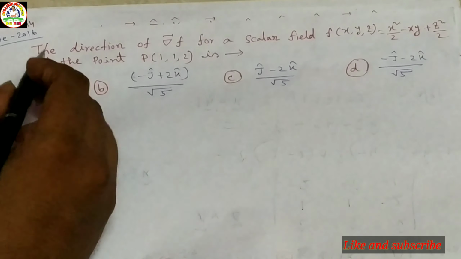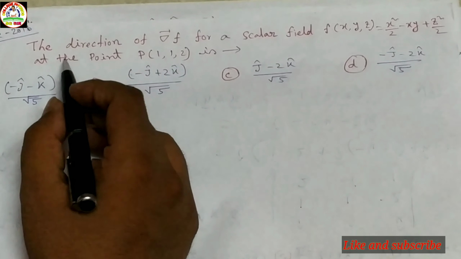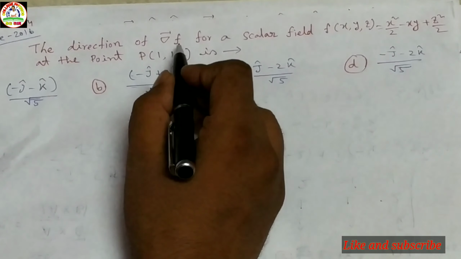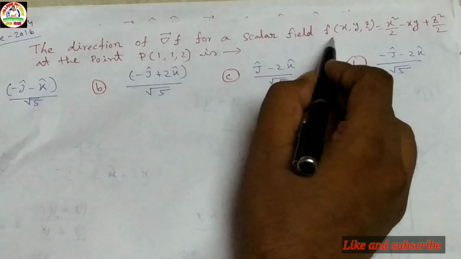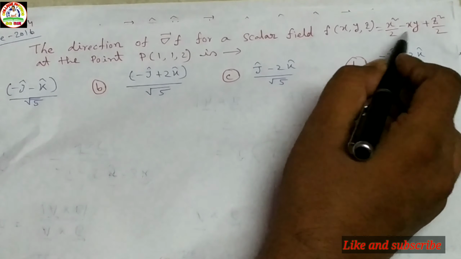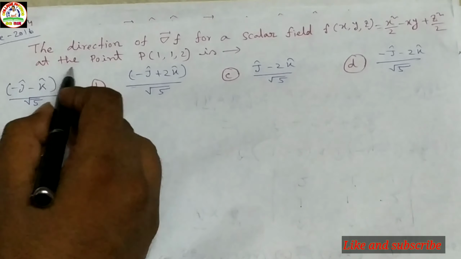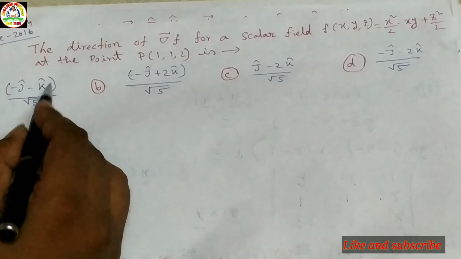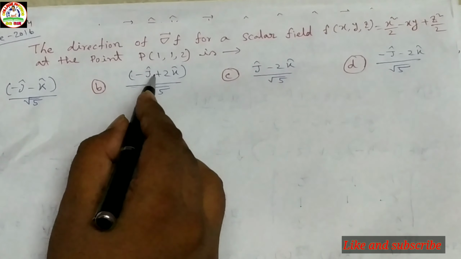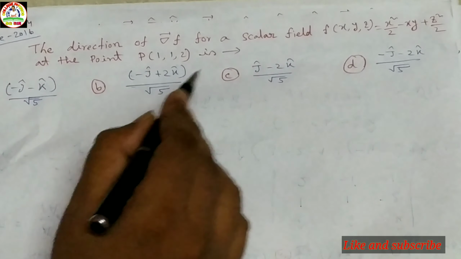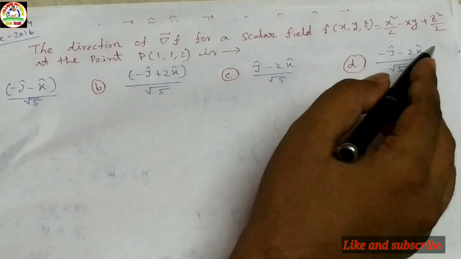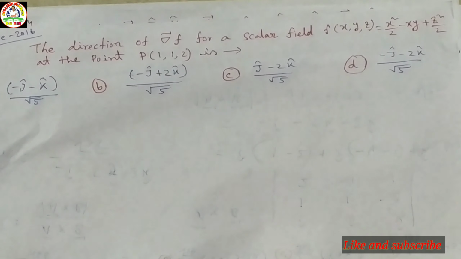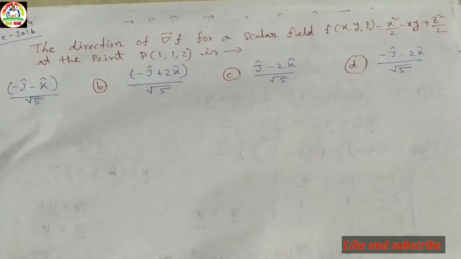Next problem, very important, from GATE 2016. The problem: the direction of gradient of f for a scalar field f equal to x square by 2 minus xy plus z square by 2 at a point P (1, 1, 2) is: minus j cap minus k cap by root 5, minus j cap plus 2k cap by root 5, j cap minus 2k cap by root 5, or j cap minus 2k cap by root 5. Which option is correct? So we calculate the direction of grad f where f is a scalar field.